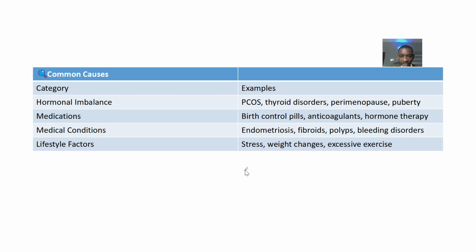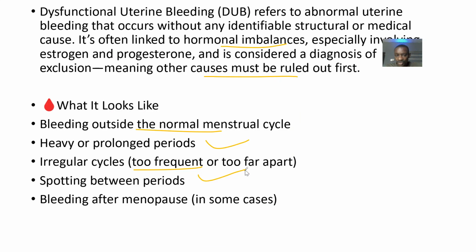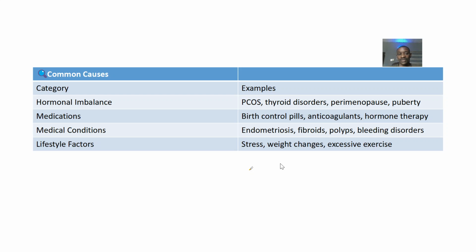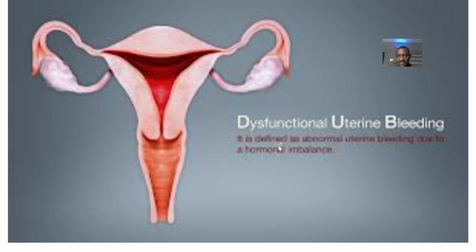Then for the common causes, we have things like polycystic ovarian syndrome, right? That's hormonal imbalance, thyroid disorders, perimenopause, puberty. Okay. Then sometimes it's side effects of some drugs. Maybe she's taking like birth control pills, anticoagulants, hormone therapy, right? Then medical conditions like she has endometriosis, she has fibroids, she has polyps, right? Bleeding disorders, right? So about the lifestyle factors, maybe she's stressed, weight changes, excessive exercise.